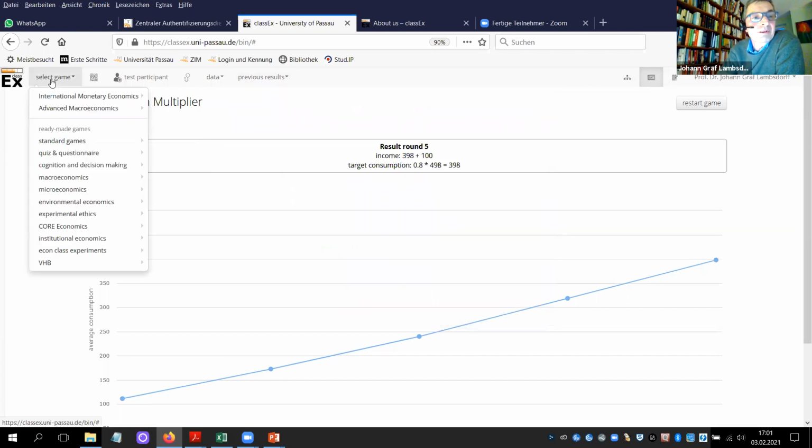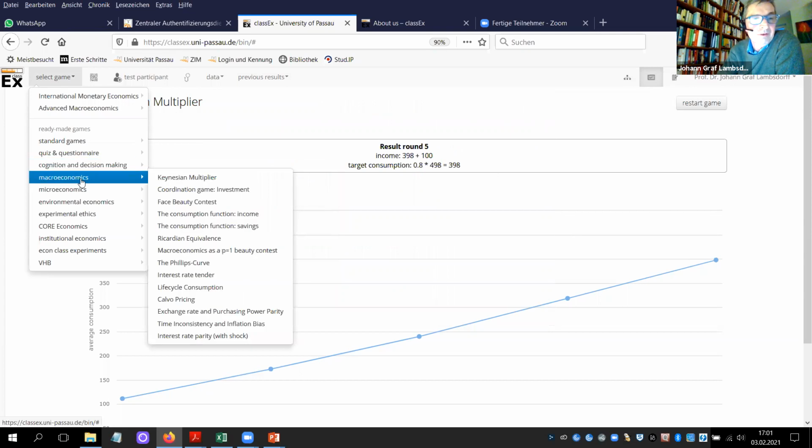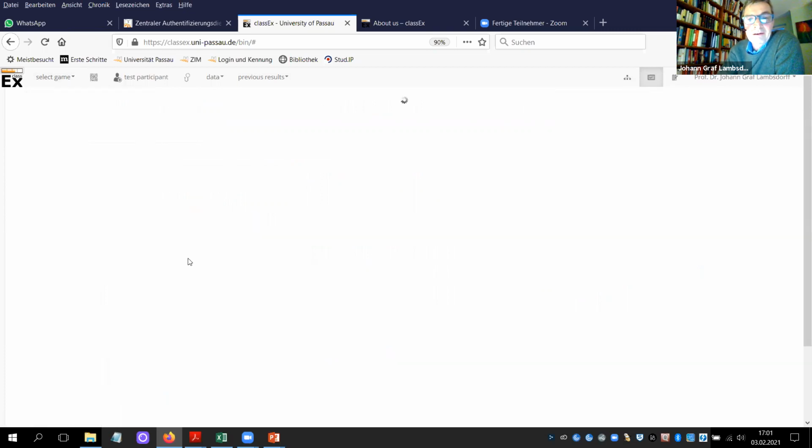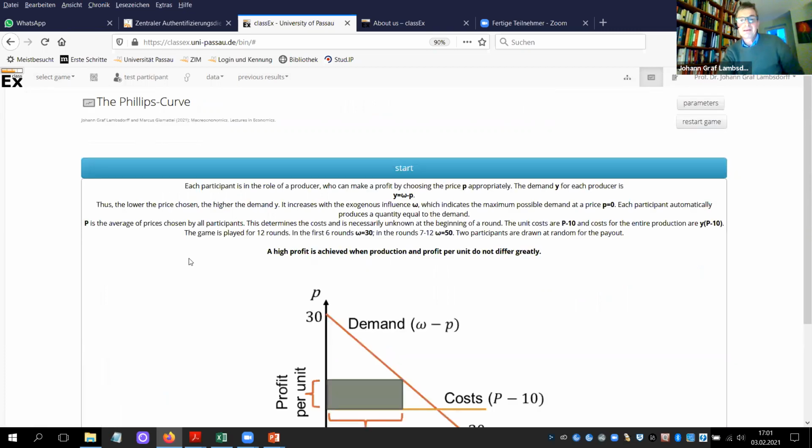Okay, I have another game. So go here, the Phillips curve. Here you see the game on the Phillips curve.